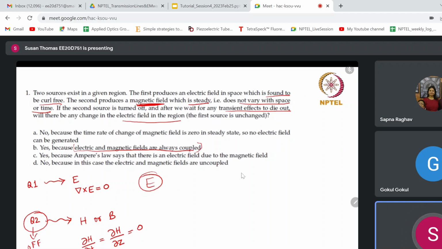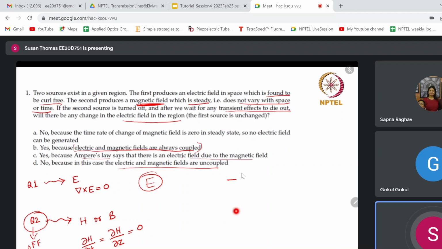But is that the case here? That we need to understand. Okay, because of that whether it changes or not. Coming to the third option, Ampere's law says that there is an electric field due to the magnetic field. And the fourth option is no, because in this case, electric and magnetic fields are uncoupled. Okay. Now let's see what is happening.